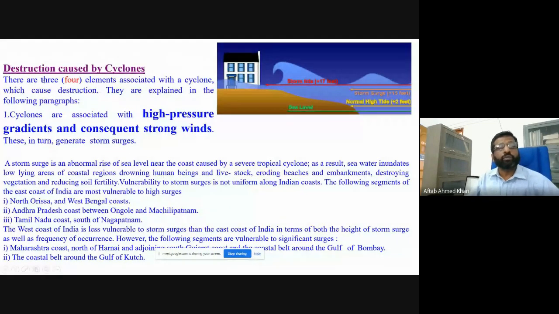All right, so what causes the destruction from the cyclone? Basically, destruction occurs from three things. It can also be considered the fourth one, which is a derivative of the third one. So cyclones are associated with low pressures. Subsequently there are winds. These winds blow very strongly over the oceans. They cause strong waves and push the waters towards the coast.